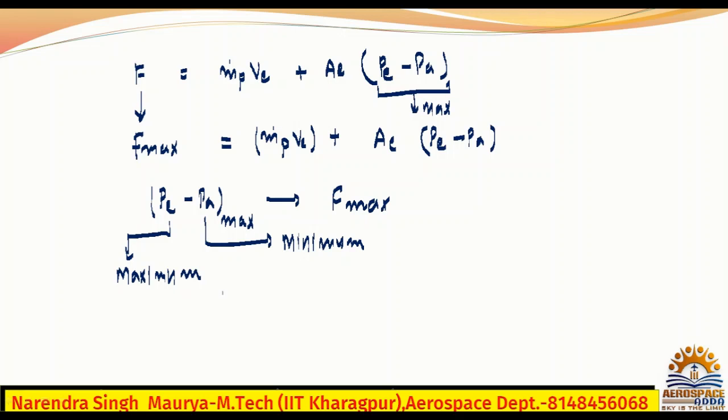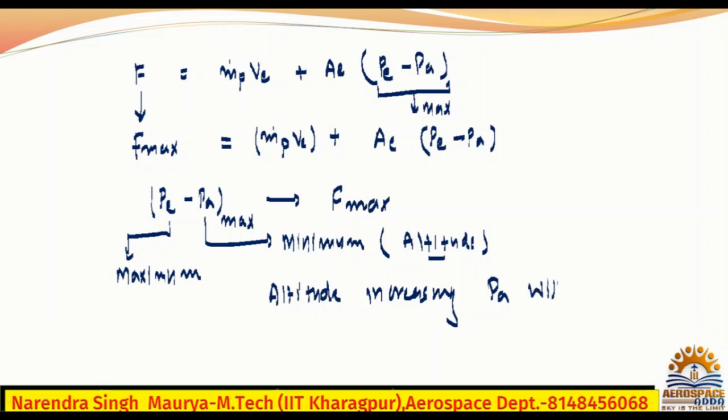Again, exit pressure depends on the chamber pressure. Yes or no? But what about PA? PA depends on the altitude because it's the ambient pressure. So ambient pressure depends on the altitude. Okay, if altitude is increasing, PA will be decreasing, right? That is the one thing.